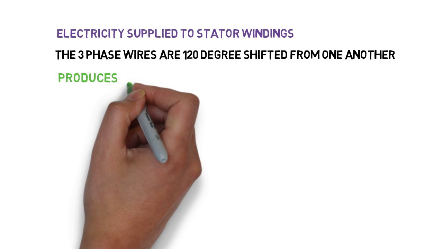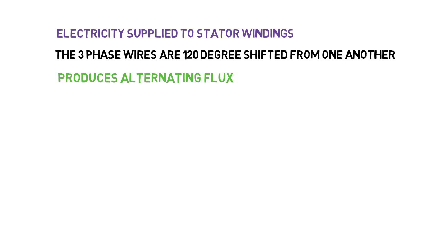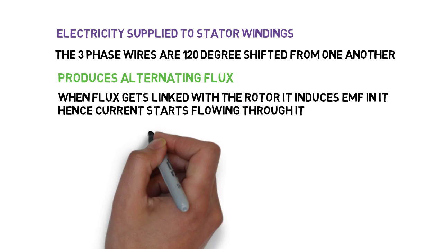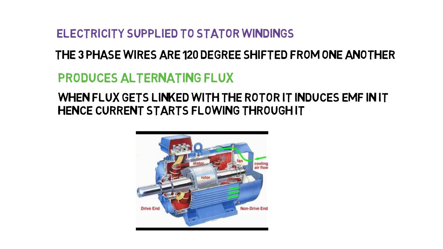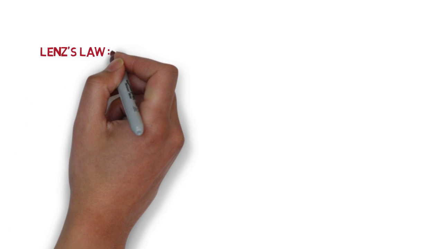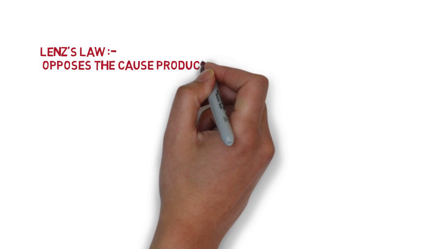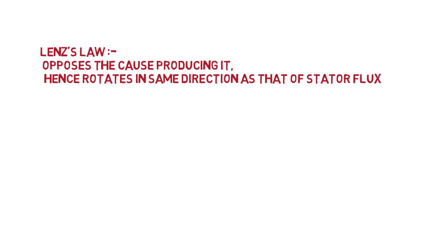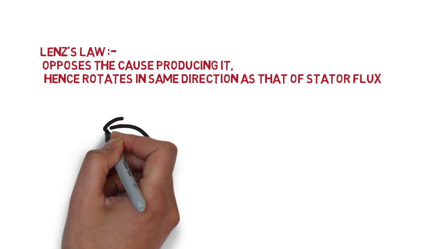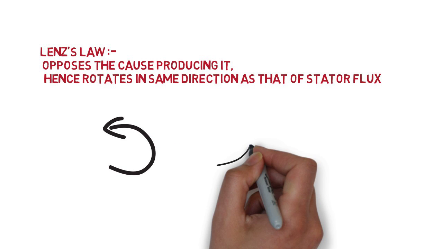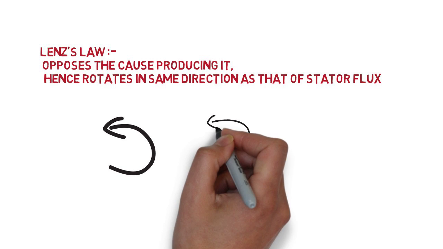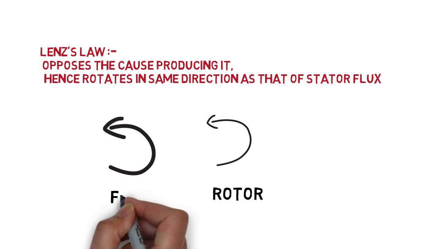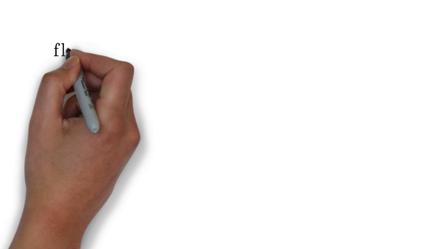When this alternating flux gets linked with the rotor, according to Faraday's law of electromagnetic induction, it induces EMF in it, and hence current starts flowing through the rotor. But according to Lenz's law, current flows in a direction such that it opposes the cause producing it. And here, the cause producing current is nothing but the alternating flux, and hence the rotor tends to oppose the flux, which means it tends to reduce the relative speed between rotor and flux. And due to this reason, the rotor rotates in the same direction as that of the stator flux.